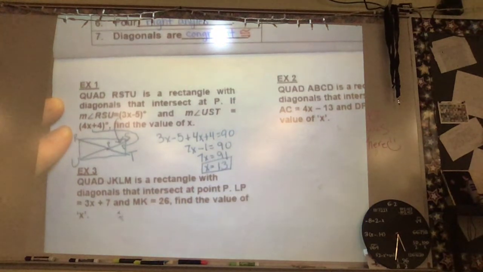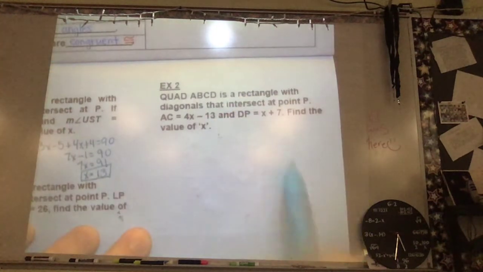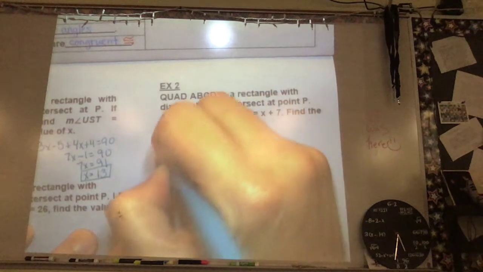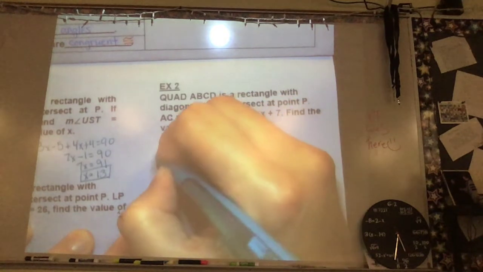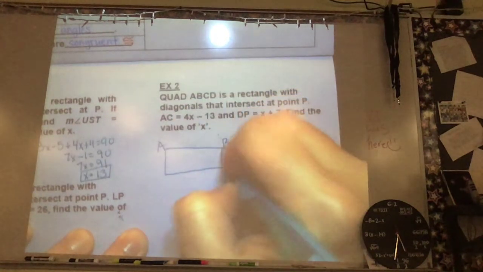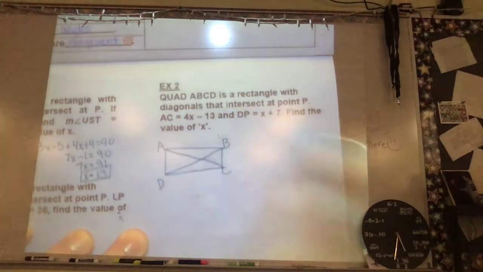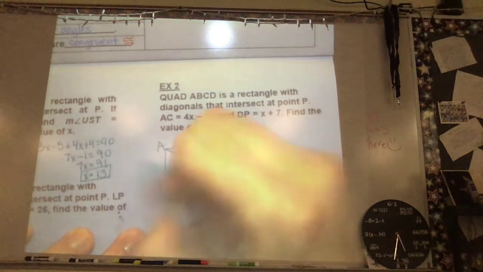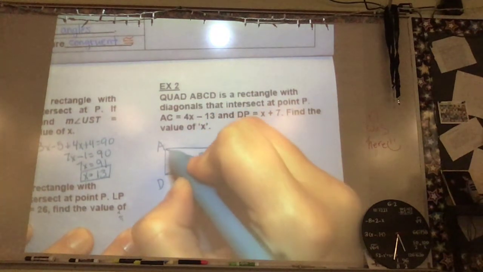Okay, example 2. Quadrilateral ABCD is a rectangle with diagonals that intersect at point P. AC and DP, I'm going to have to draw this one also. Try to do a scosh better so it looks a little bit better, oops, I already messed that one up, goodness. A, B, C, D. Okay. Sorry I'm going so fast, it's late. I'm going to go home at some point. We have AC, that's 4x minus 3, and DP is x plus 7. Okay, so what we have here is a portion of a diagonal and an entire diagonal.